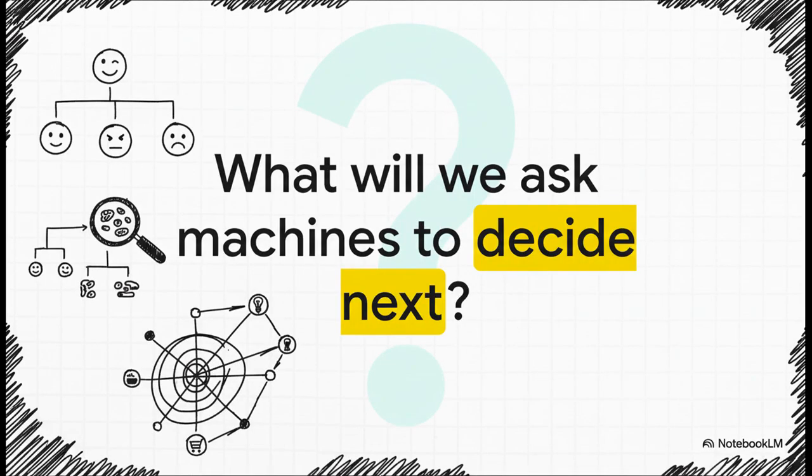So yeah, from something as silly as choosing an emoji to something as serious as diagnosing a disease, the humble decision tree is a super fundamental tool. It helps machines make sense of our really complex world, one simple question at a time. And that kind of leaves us with one big question, right? What are we going to ask them to decide for us next?